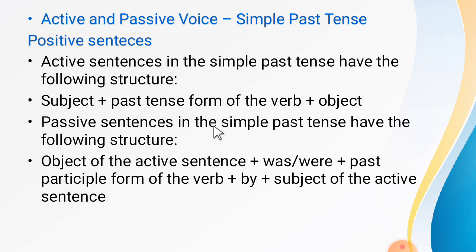Passive sentences in the simple past tense have the following structure. We change the object into subject. So first we have the object of the active sentence, then the next tense helping verb, which is was and were, and past participle form of the verb. As I have already told you, throughout the tenses we use the past participle form of the verb, and by and the subject of the active sentence, which becomes the object in the passive form.